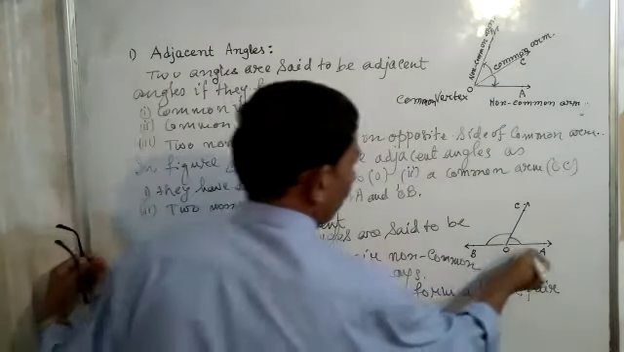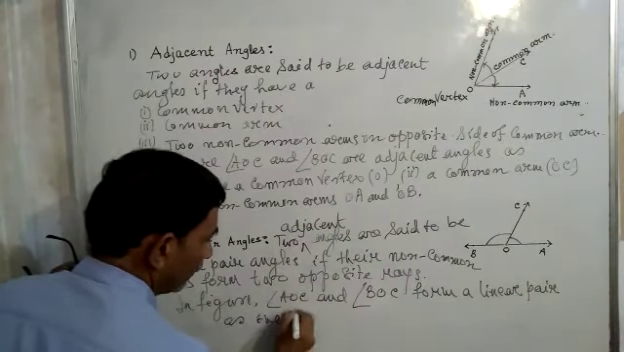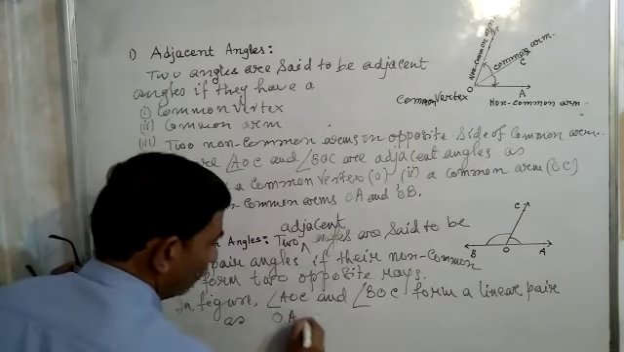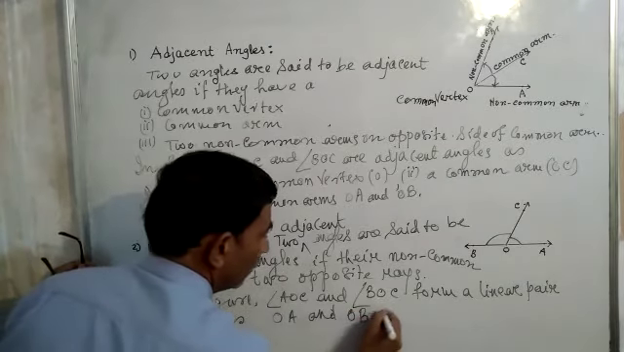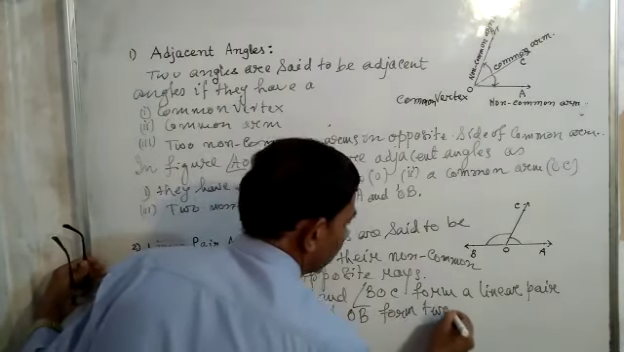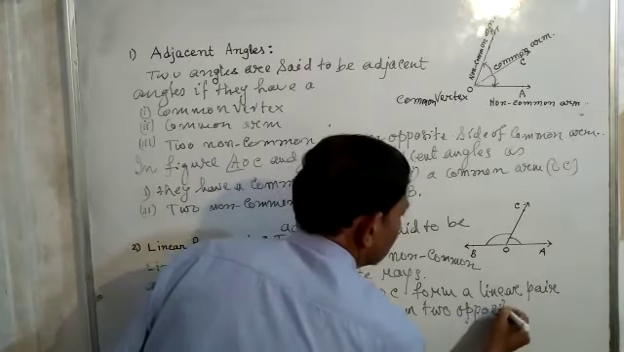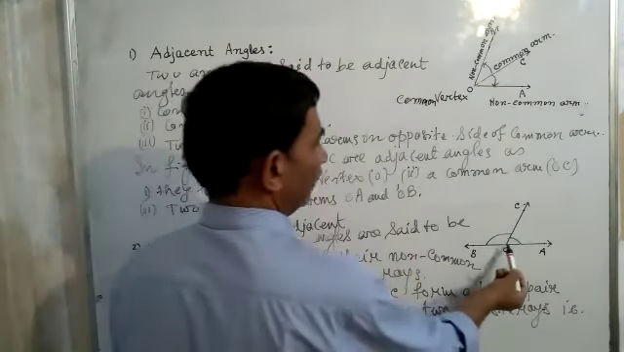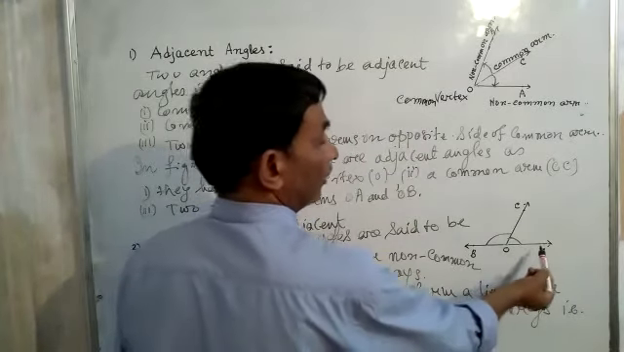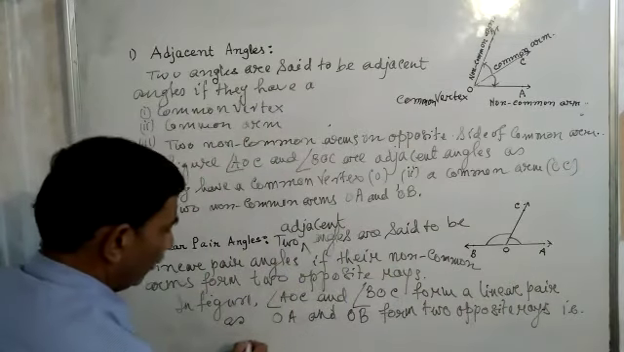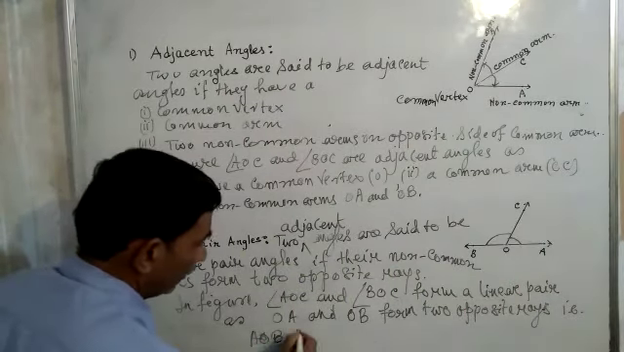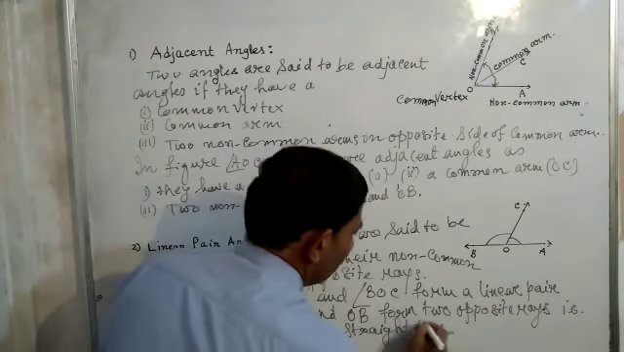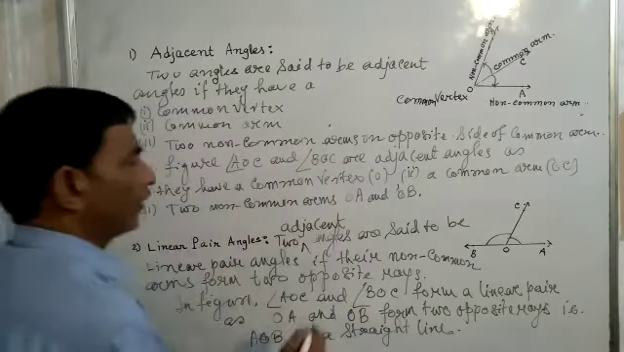As we can write, OA and OB form two opposite rays. That is, we have to remember, when they form two opposite rays, OA and OB, they will form a straight line AOB. So we can see that AOB is a straight line.